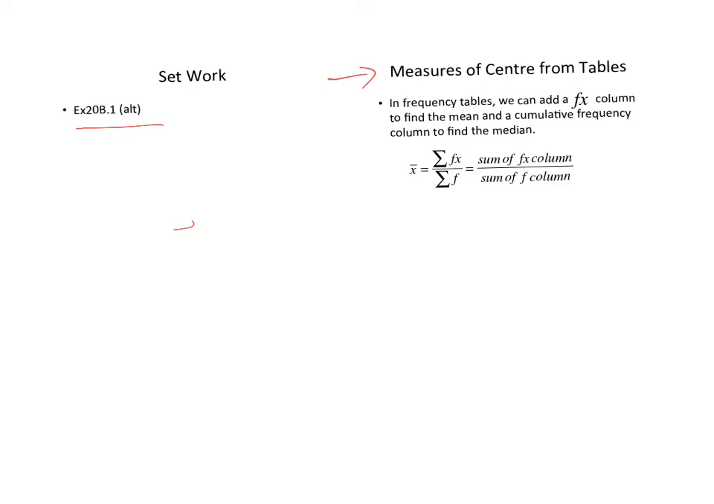So measures of center, hopefully you remember, are mean, mode and median. They're all different ways of finding the average. In frequency tables, we can add an FX column to find the mean and a cumulative frequency column to find the median. FX means the frequency F times the scores X. The mean equals the sum or total of the FX column divided by the total of the frequency column. You should have looked at it last year, but it's okay if you don't remember.